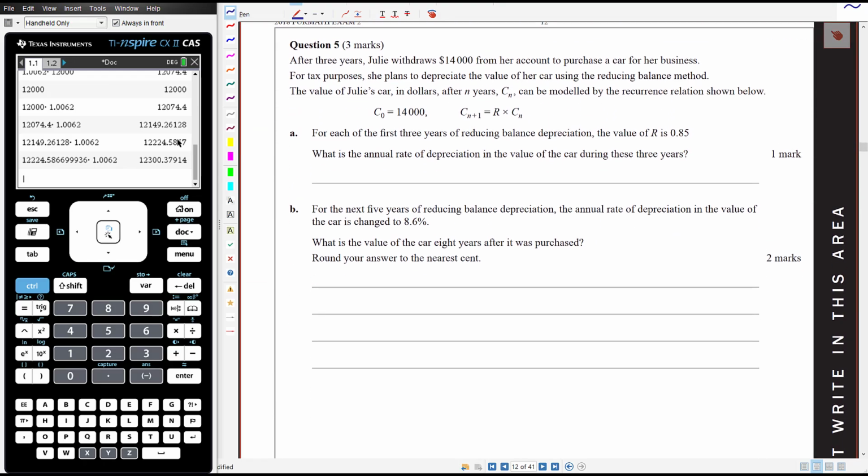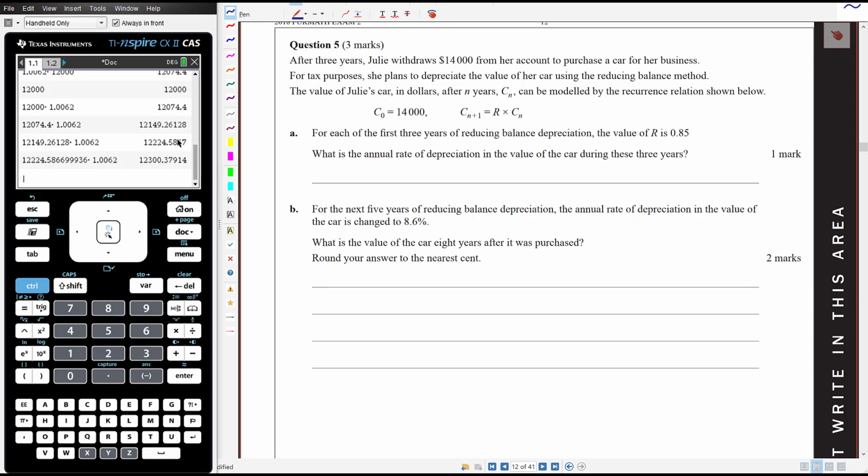Okay, question 5. After 3 years, Julie withdraws $14,000 from her account to purchase a car for her business. For tax purposes, she plans to depreciate the value of her car using the reducing balance method. The value of Julie's car in dollars after n years, Cn, can be modelled by the recurrence relation shown below. So C0 is $14,000, the initial value of her car is $14,000.